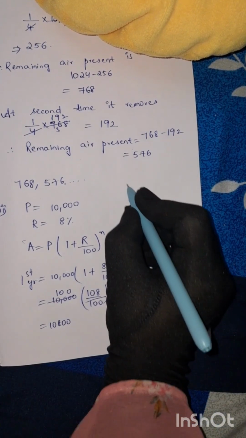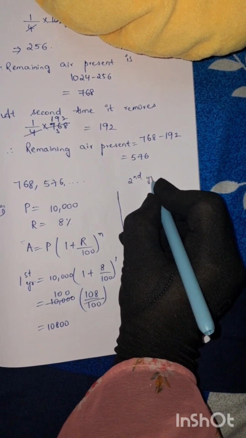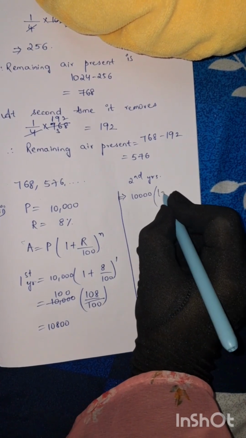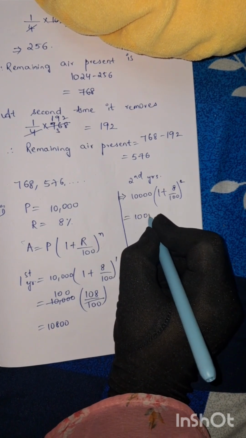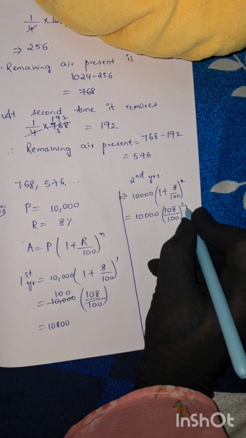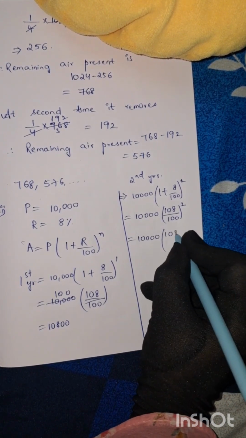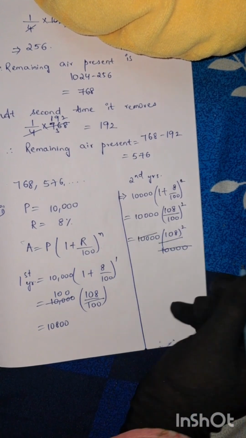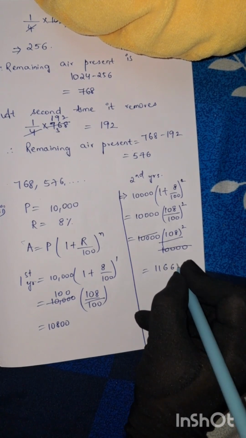For the second year I am doing the same thing: 10,000 times (1 plus 8 by 100) whole square. So this will be 10,000 times 108 by 100 squared. So 10,000 times 108 squared by 10,000. This will be cancelled. Your answer will be 108 squared, that is nothing but 11664.